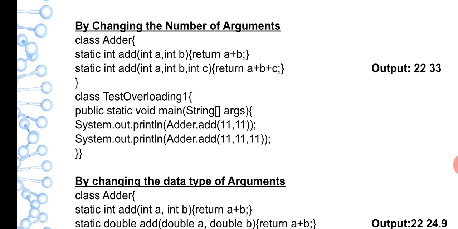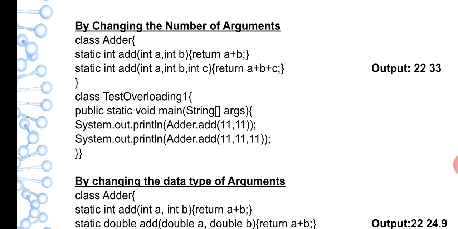Now just concentrate on the main method. So class TestOverloading1. Inside that you have the main method. Inside that you are going to do System.out.println, calling the add method using the class name. So Adder.add. Here you are not creating any object of the class. You are just using the class name followed by the method name using the dot operator. That is also possible, because every time you don't need to create the object. If you know the class name, using the dot operator you can call the method directly.